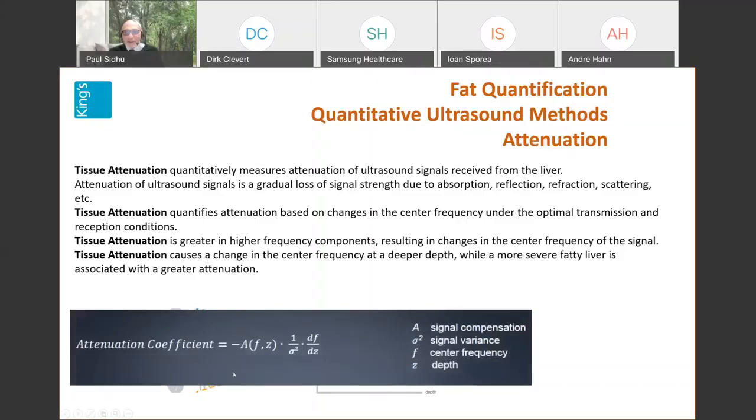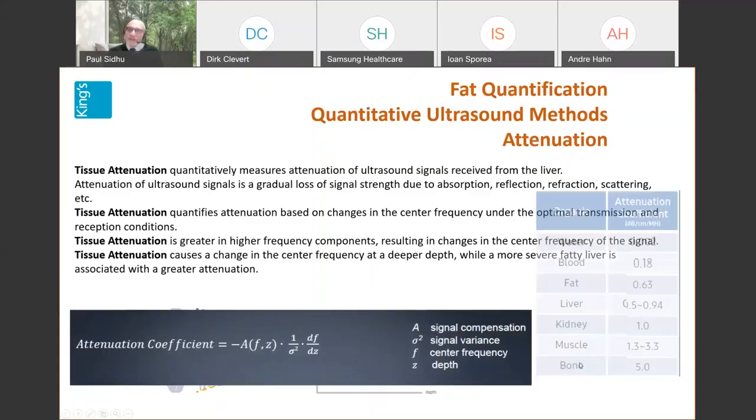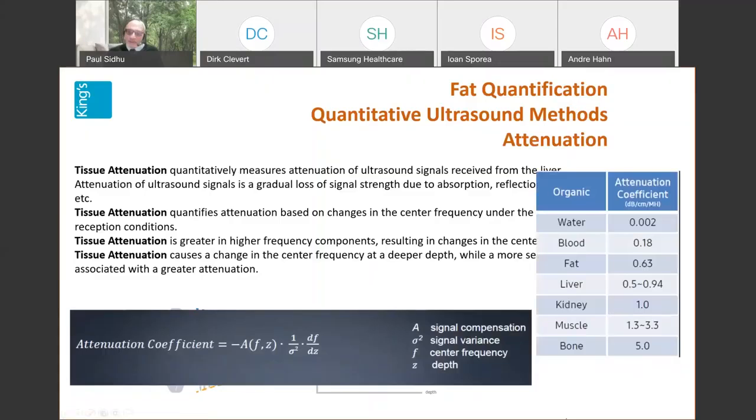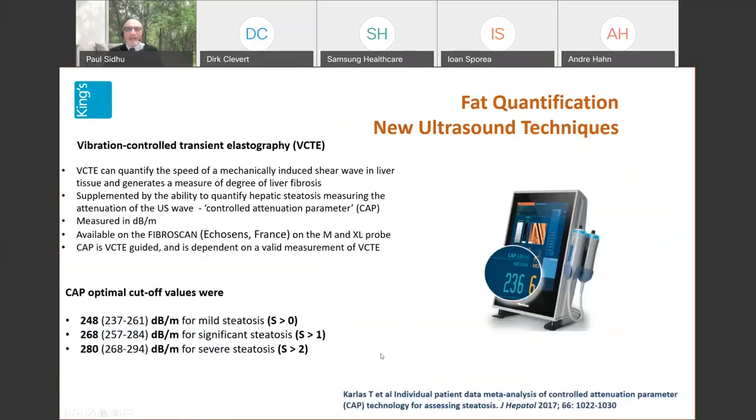Different tissues have different attenuation coefficients, and that shows us what the attenuation coefficient should be like normally. This has been around for a little while, the CAP that's attached to the FibroScan. FibroScan is a tool that's mainly used by hepatologists to quantify fibrosis, but this is the controlled attenuation parameter and it's expressed in decibels per meter.